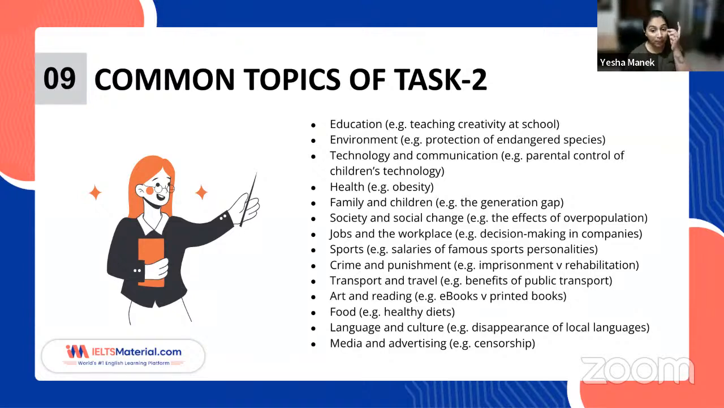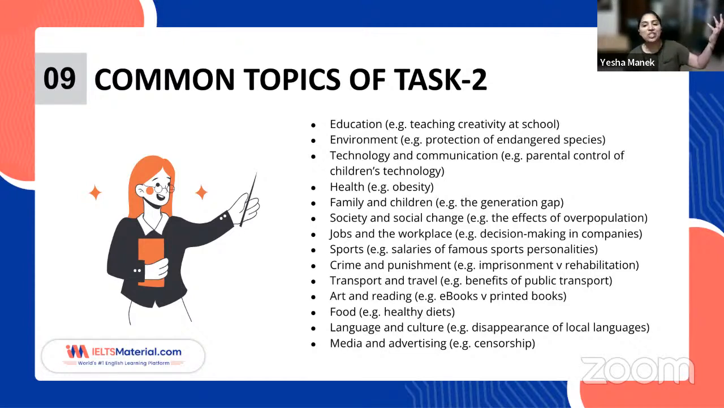Jobs and the workplace. So decision making in companies. People do not have practical knowledge. They are more and more inclined towards theoretical knowledge, because of which they do not have personality, interpersonal skills, or they lack soft skills, right? The question can be related to that.